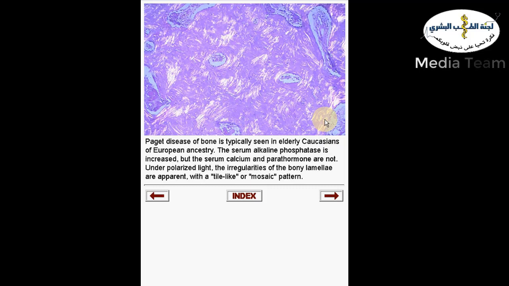If you want to diagnose Paget's clinically, what's helpful is alkaline phosphatase in these patients, which will be high, but calcium will be normal, and the parathyroid hormone will be normal.